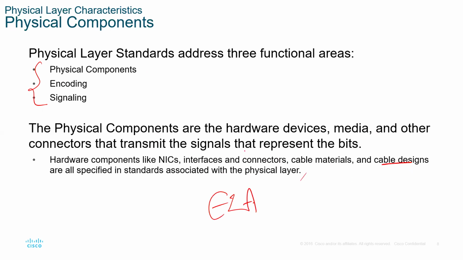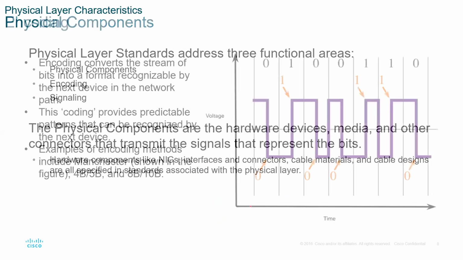How are the cables designed? What are the cable materials? What are the materials being used for those cables? There are standards for that. What are the types of connectors that are going to be used to connect our devices or to connect our networking cables? There are standards for that. And the organization responsible is EIA. So physical layer standards, moving on to encoding.